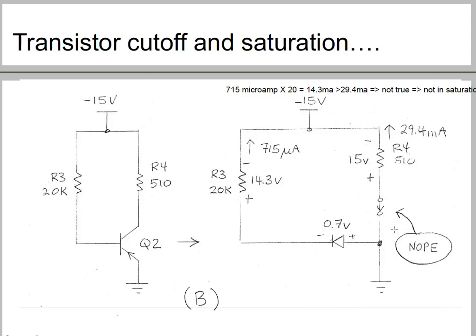Saturation and cutoff are the extreme states of the transistor. When a transistor is used as an amplifier, it operates in the linear region, which is between these two extremes. So you can say that your transistor is in the linear region, which is the state between cutoff and saturation.